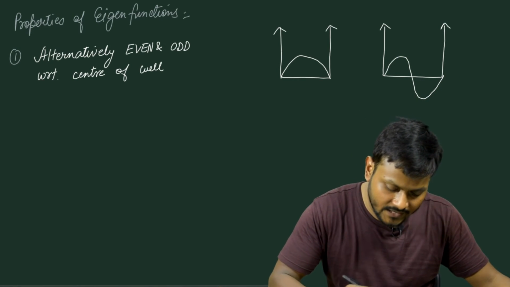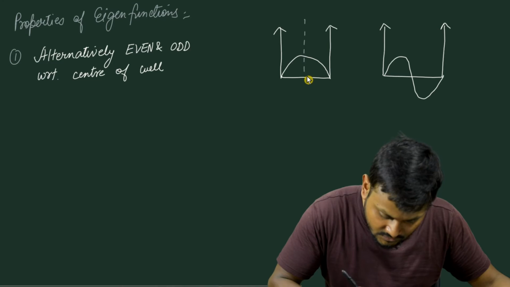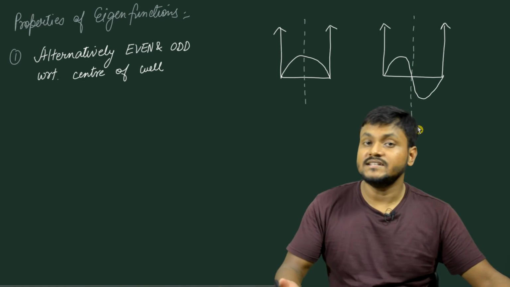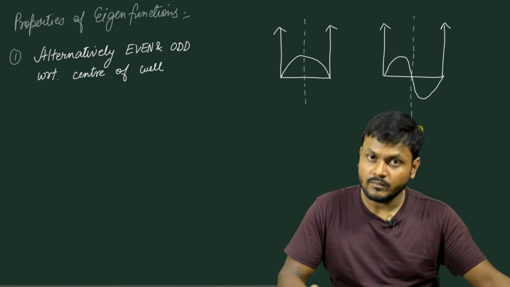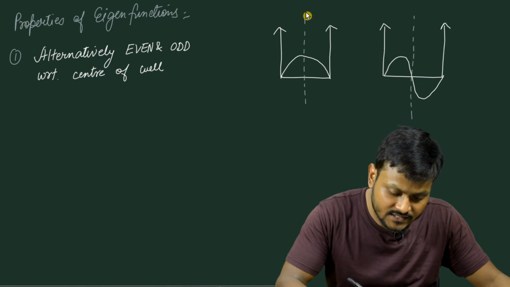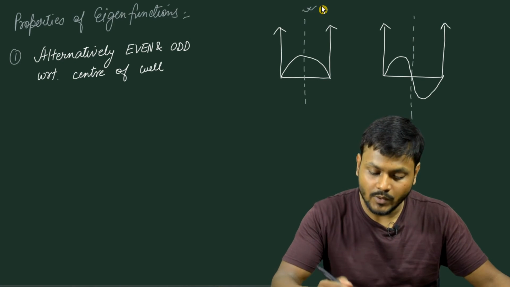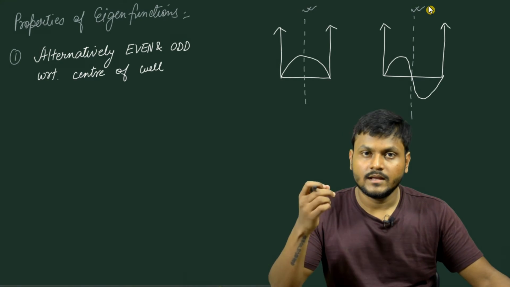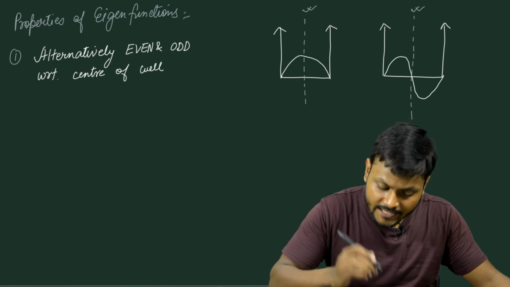Now if I draw an axis passing through the center of the well, then you can see that both sides of the wave function are mirror images, except in the first case the mirror image is an exact mirror image, while in the other case the mirror image is inverted by a negative sign. Let me explain this a little bit further.